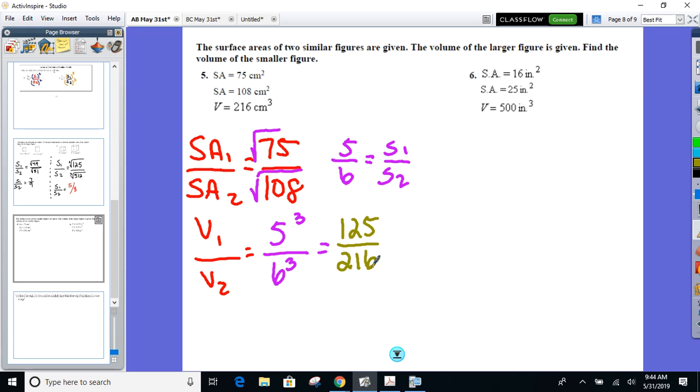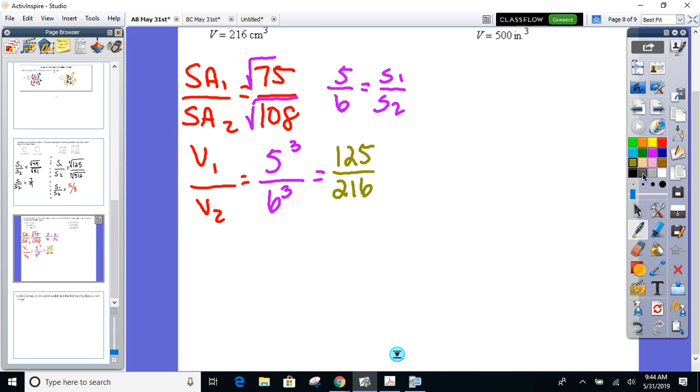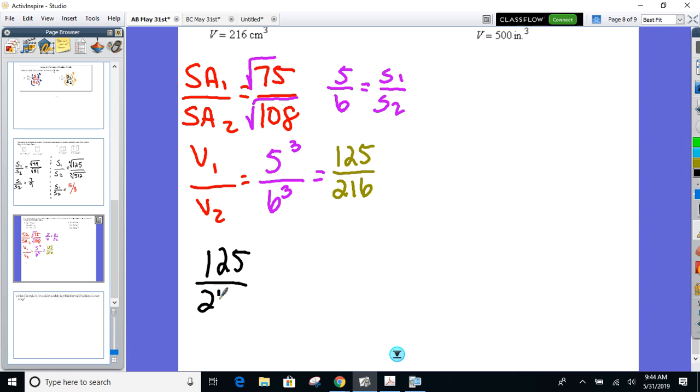Now we can set up a proportion to solve for the missing volume. Now that I know the ratio, 125 over 216, there's the ratio. What volume did I give you? 216, is that the smaller or the larger one? Read the directions. Larger, all right, so I should put it across from the other 216, right? You can cross multiply if you want. Some of you probably see what the other volume is going to be.